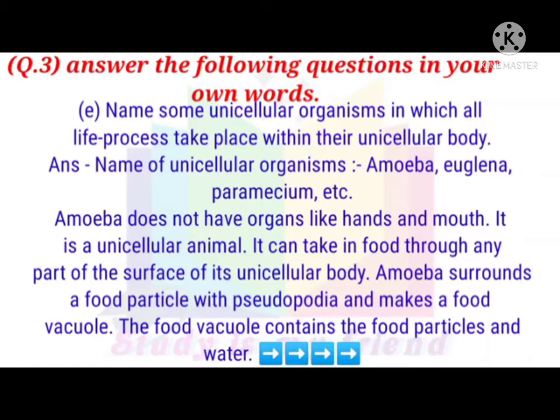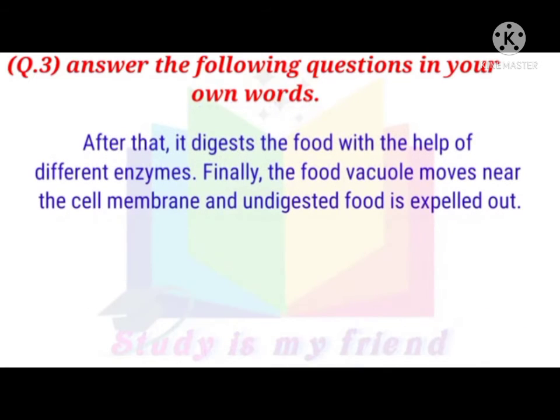Amoeba surrounds a food particle with pseudopodia and makes a food vacuole. The food vacuole contains the food particle and water. After that, it digests the food with the help of different enzymes. Finally, the food vacuole moves near the cell membrane and undigested food is expelled out.